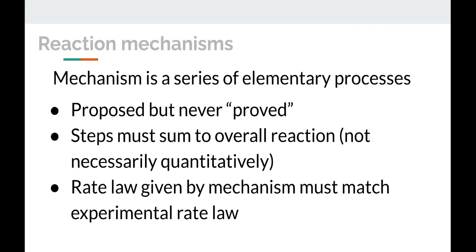One thing that has to be true is that you have to be able to add the steps up, and it has to sum up to the overall reaction. And the coefficients don't always have to quantitatively add up right. But the reactants and products of the sum of the steps should be the reactants and products in the overall reaction. And then the rate law that's given by the mechanism, by whichever step in the reaction determines the rate law, it has to match the experimental rate law.